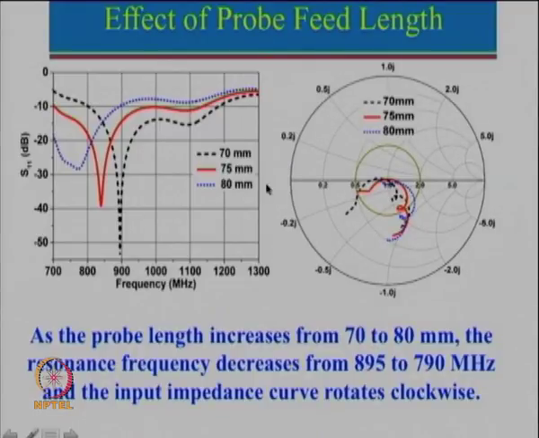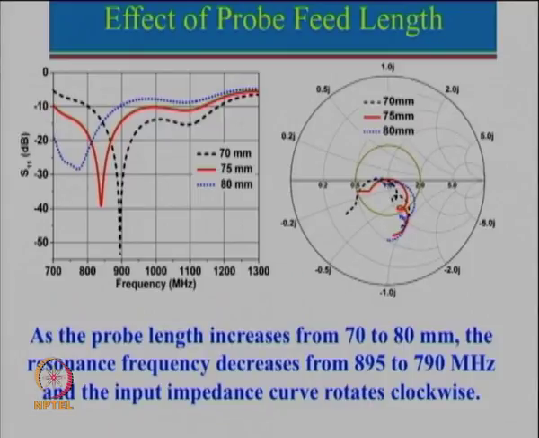If we increase the probe length, then the resonance frequency decreases. One can see that the resonance frequency decreases from about 895 to 790 MHz. This is actually straightforward, in the sense that approximately L1 F1 is equal to L2 F2. So if you increase the length, the frequency will reduce. As far as the Smith chart plot is concerned, as we change the dimension, we can see that the impedance plot is basically rotating. The input impedance curve is rotating clockwise.